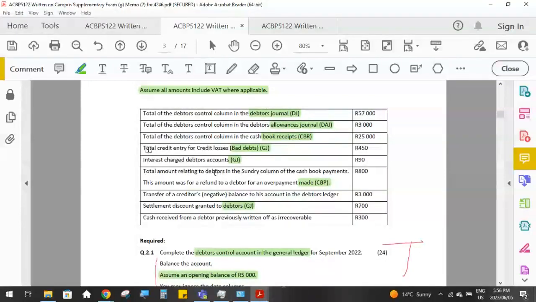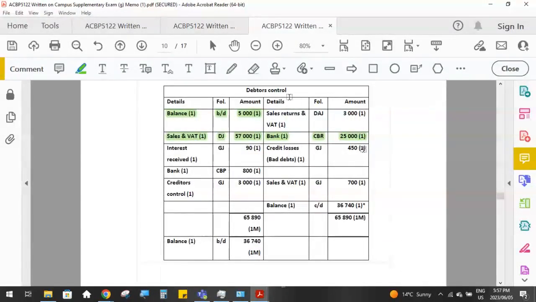Then the next item over here is total credit entry for credit losses. So we wrote off to bad debts 450 Rand during the month, which means we reckon that we will not be able to recover that amount from our customers. So we are going to what we call write it off. When we write it off, we take it away from our debtors control total. We credit the debtors control total in order to reduce it. So that's why it goes on the right-hand side. So we will be debiting the expense account called credit losses or bad debts, and we will be crediting debtors control with that 450.